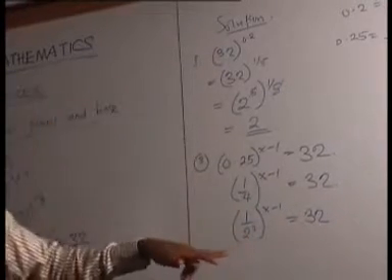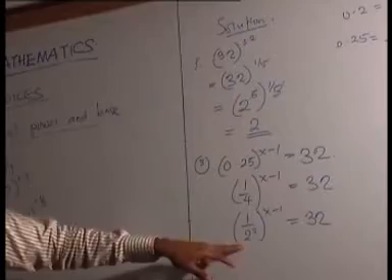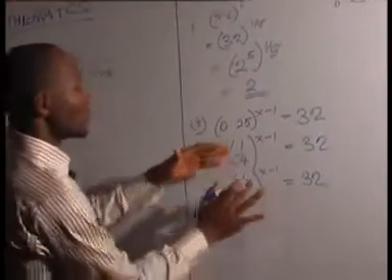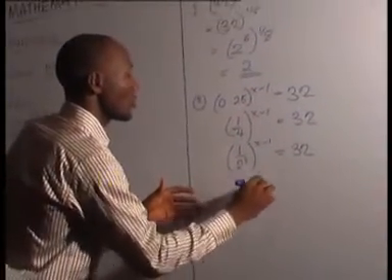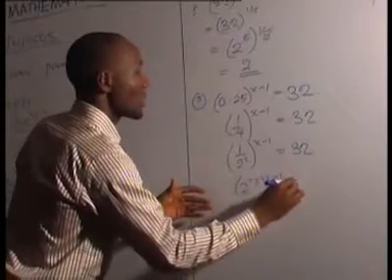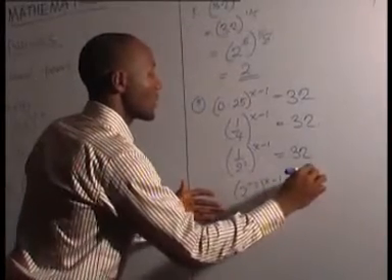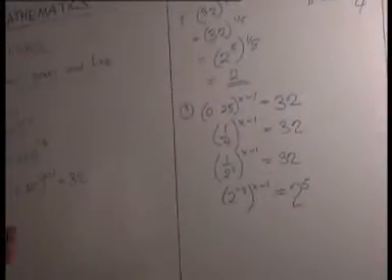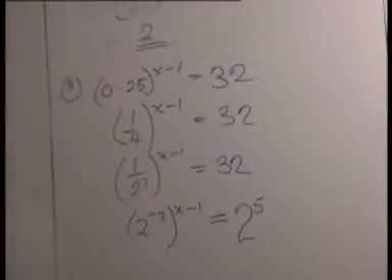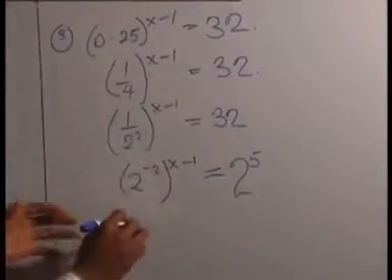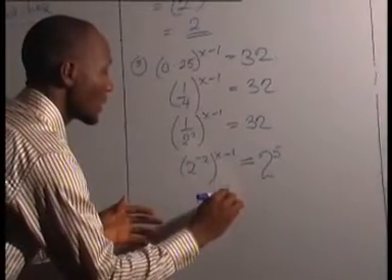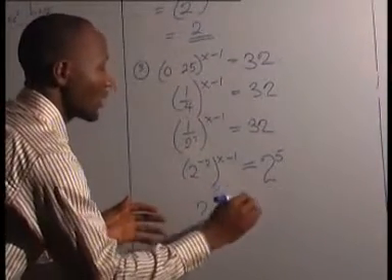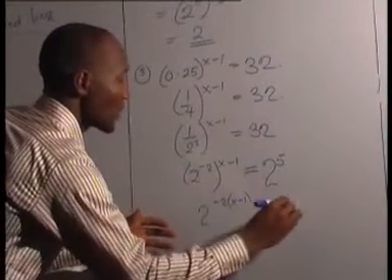Are we here? 4 is just 2 squared. So what do you do? You transfer this one up. So you're going to have 2 raised to power minus 2 x minus 1 equals 2 raised to power 5. I can take out this minus 2, so that we'll have 2 raised to power minus 2 outside. You should be multiplying x minus 1. Then you have 2 raised to power.